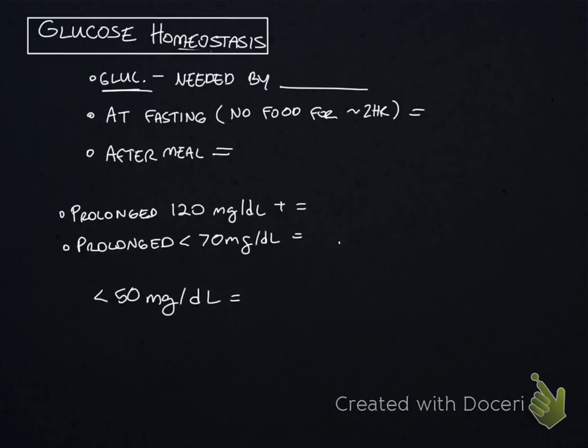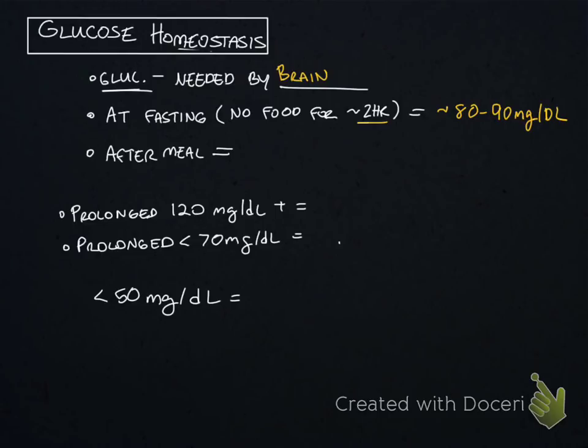So now we can't talk about nutrition or nutrients and metabolism without going over glucose homeostasis. So let's get some of these sugar effects out of the way. Glucose is needed by the brain. There's no getting around this. The brain can only metabolize glucose. At fasting, which means no food for around 2 hours, your blood glucose levels should be about 80 to 90 milligrams per deciliter of blood.